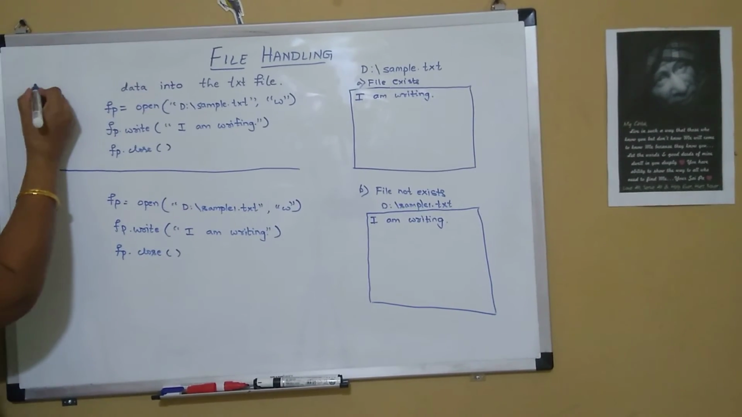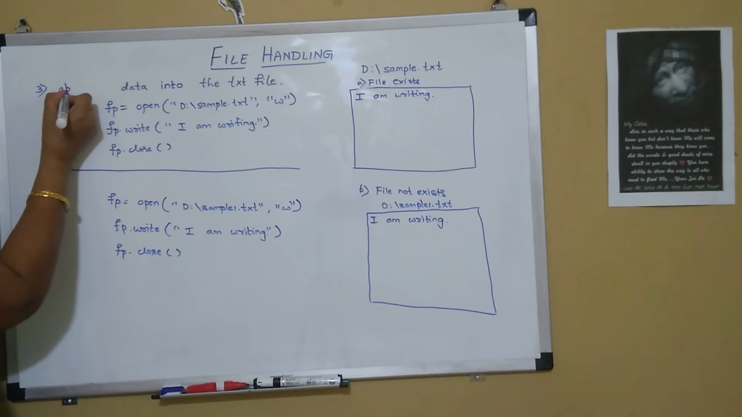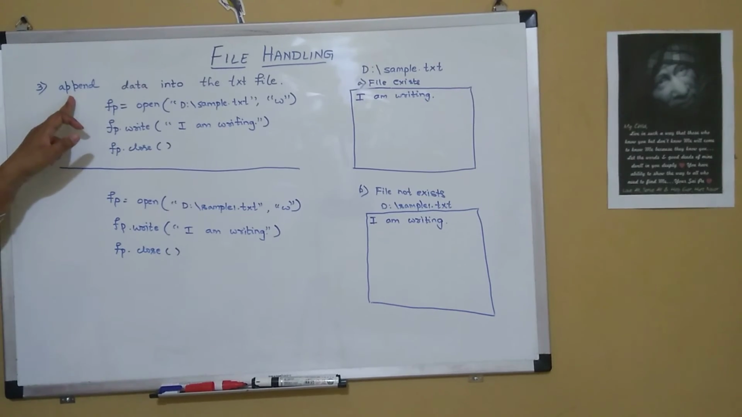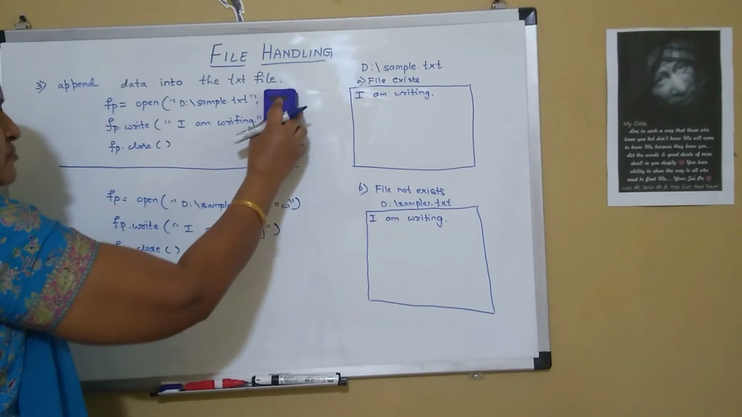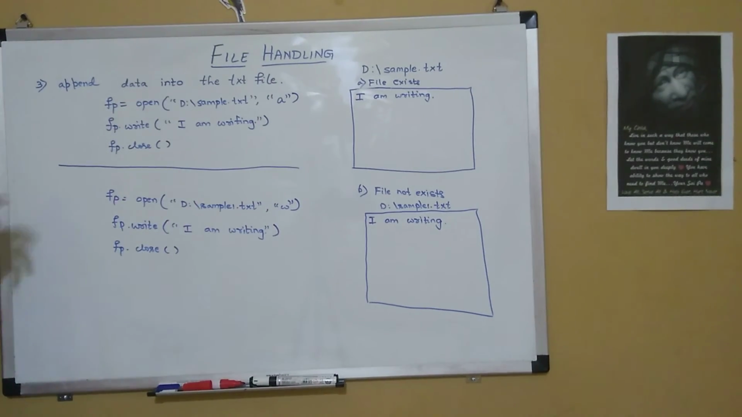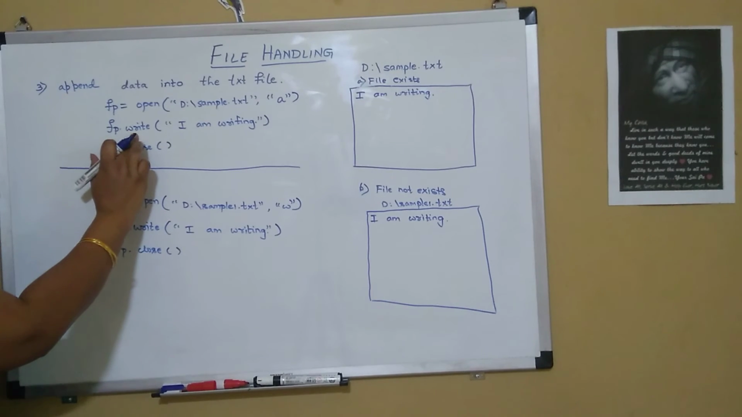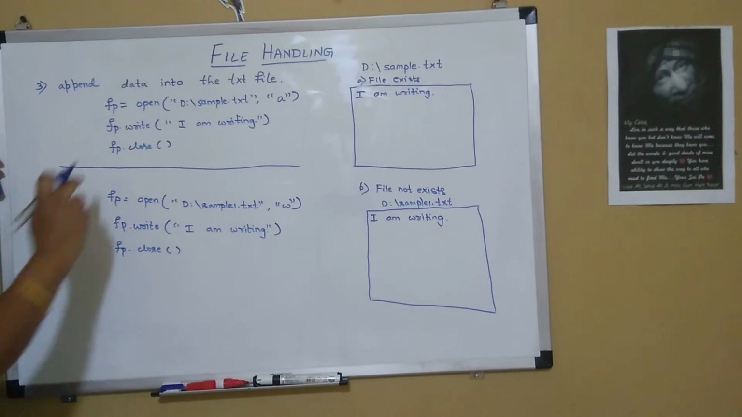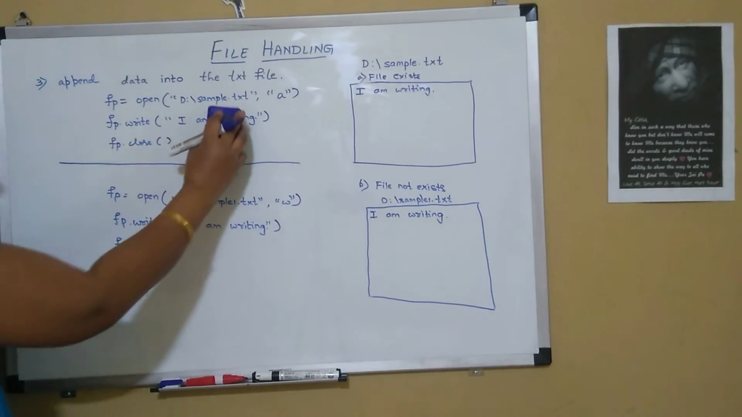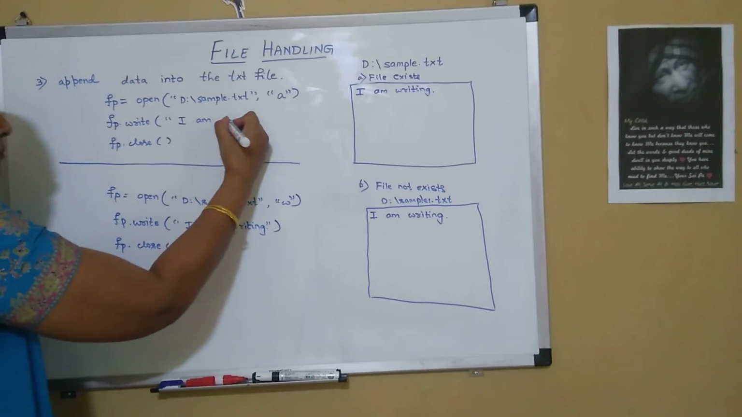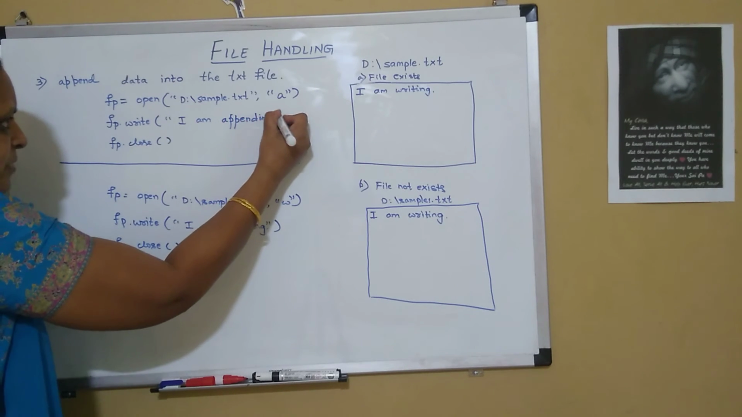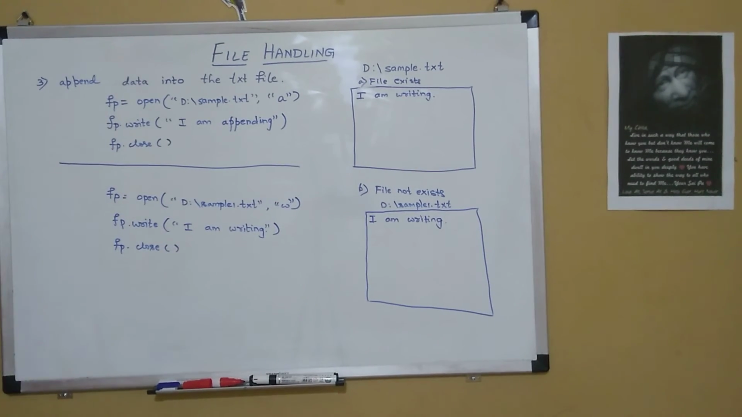Now let's see the third scenario wherein we append data into the text file. So for appending the data into the text file, the access mode is A. And the write command is write. There is no append command. We are again writing the details into the file. So the command is fp.write, and I give the text as I am appending, and then I'll say fp.close.